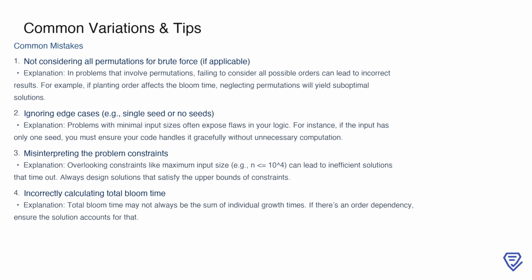Lastly, incorrectly calculating the total bloom time can be a major issue. If the bloom time depends on the order of planting, simply summing up growth times might not work. Make sure your solution accounts for any order dependency in the problem.